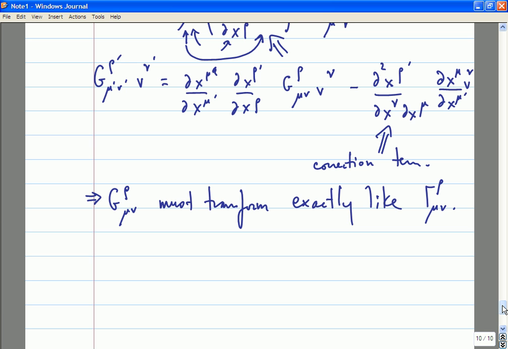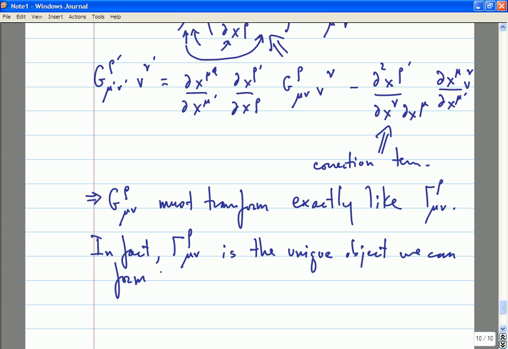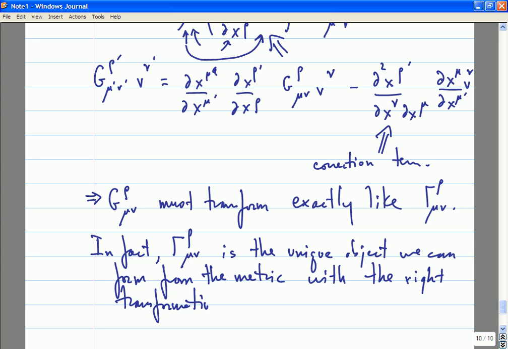So, in fact, although I will not prove it to you, although it's pretty easy to prove, gamma rho mu nu is the unique object we can form from the metric with the right transformation properties. You might worry that just because gamma is something that works, there could be some other definition involving the metric that would work. And it turns out that the answer is no. This is the only thing that works.